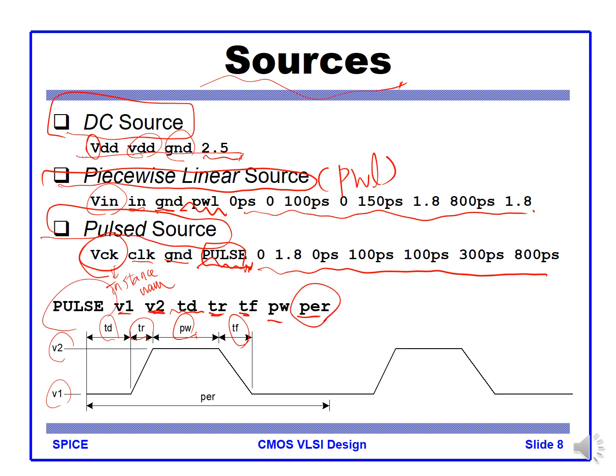PER is the period of the pulse, right? So we also define the period here. We can repeat this pulse with the period argument here. This is just an example used in actual Spice here.